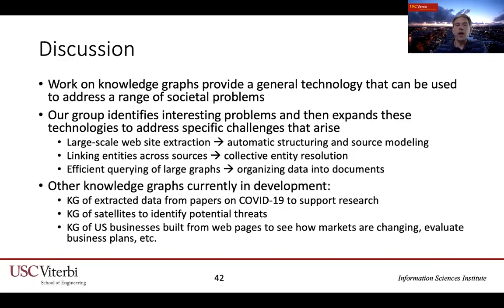We're currently working on other knowledge graphs. This includes the knowledge graph that extracted data from papers on COVID-19, which is clearly a very relevant topic today. We recently built another knowledge graph of satellites, where we're interested in identifying satellites that are potential threats. And finally, we have a current project where we're building a knowledge graph of US businesses that are built from web pages over time. And so then you can see how markets are changing over time. We can evaluate business plans, do a variety of things.